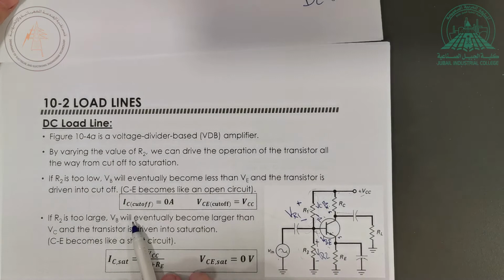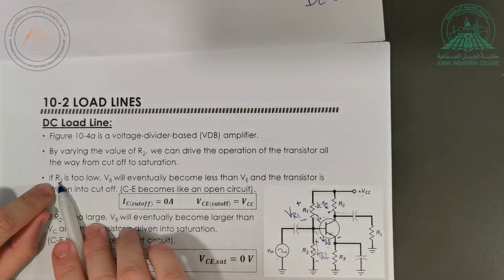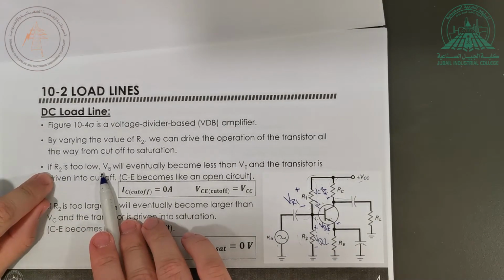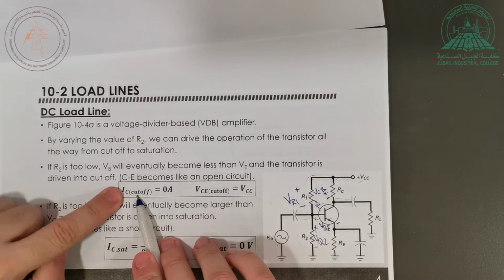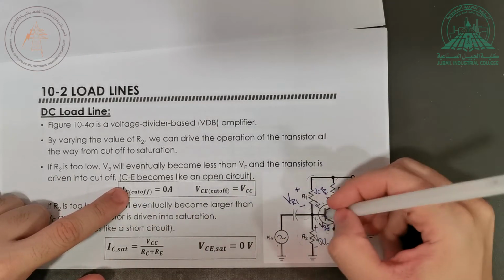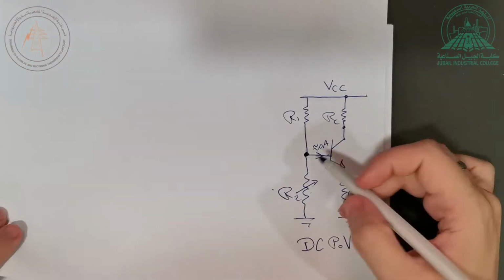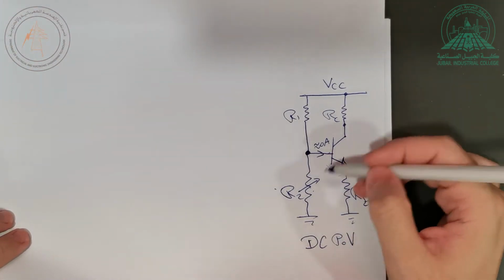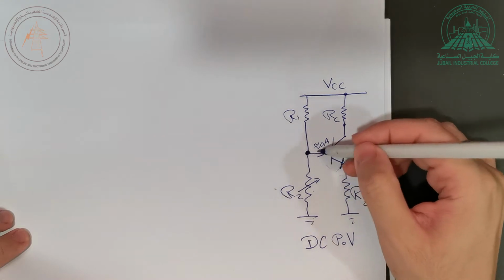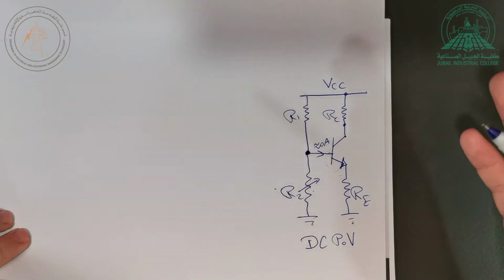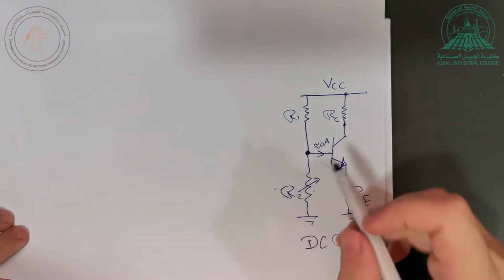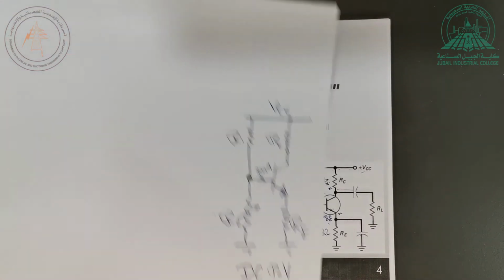So by playing with the value of R2, if R2 is too low, the device will act like an open circuit, because it's cut off. Again, according to the voltage divider rule, no voltage will be here, 0 volt. So here is 0 volt also. All of this is 0 volt. This is not even on, it's cut off, because I need VBE to be more than 0.7.